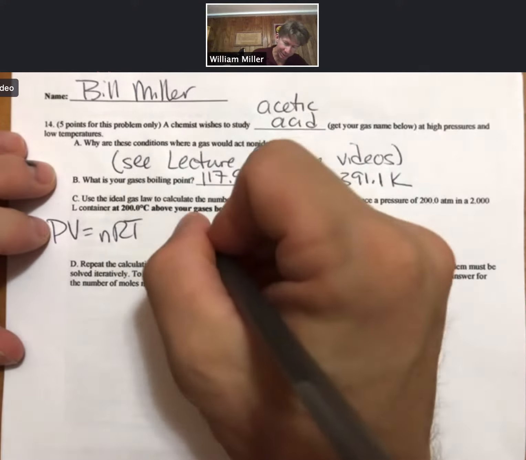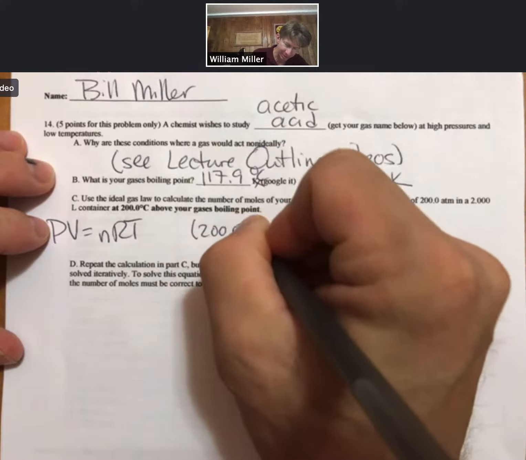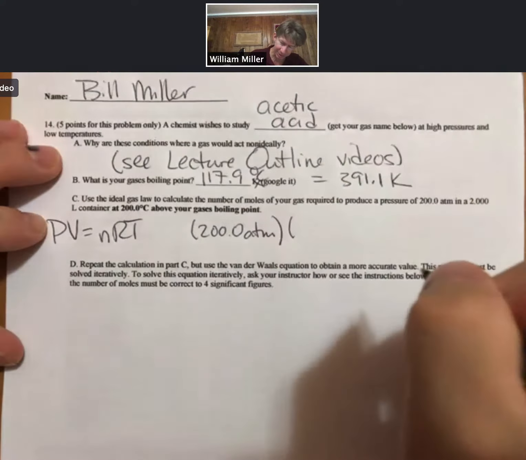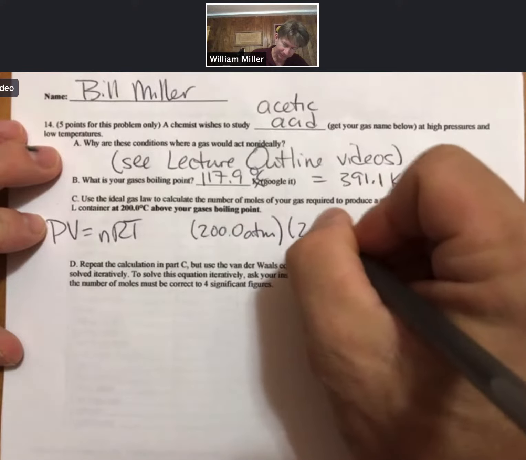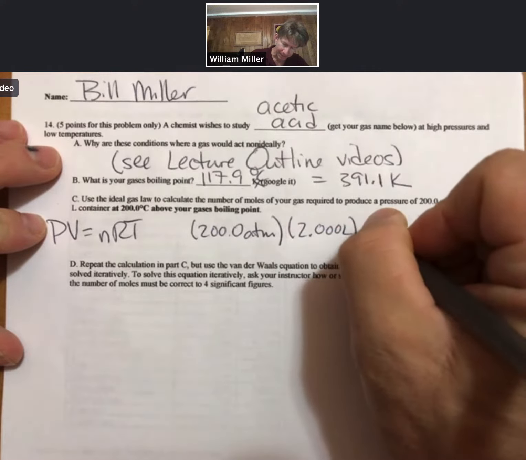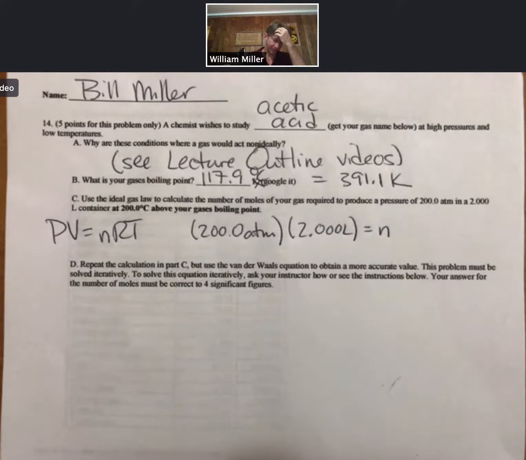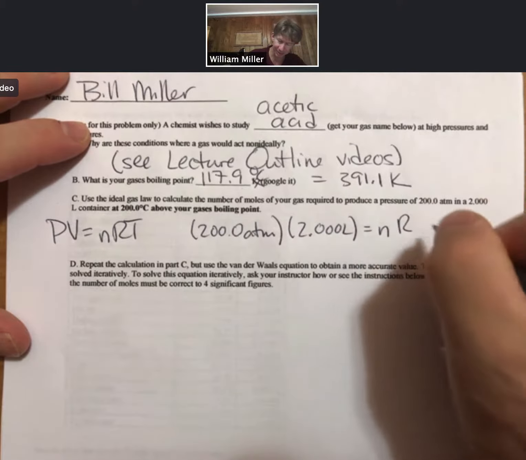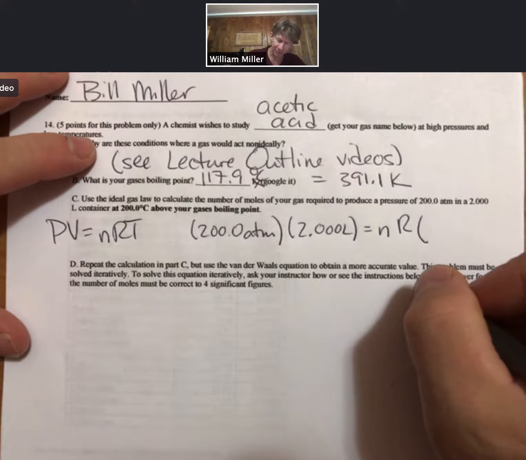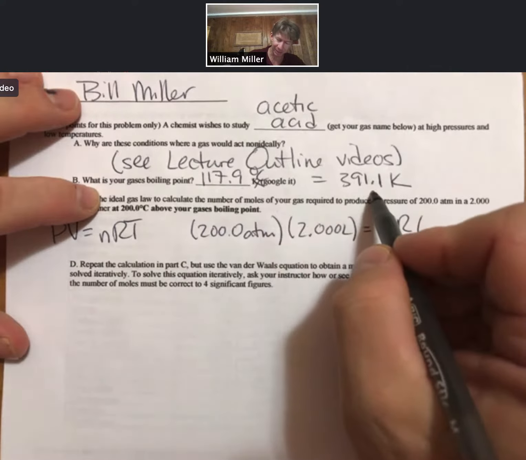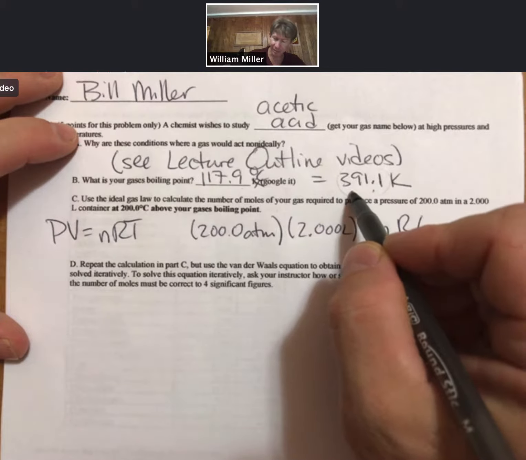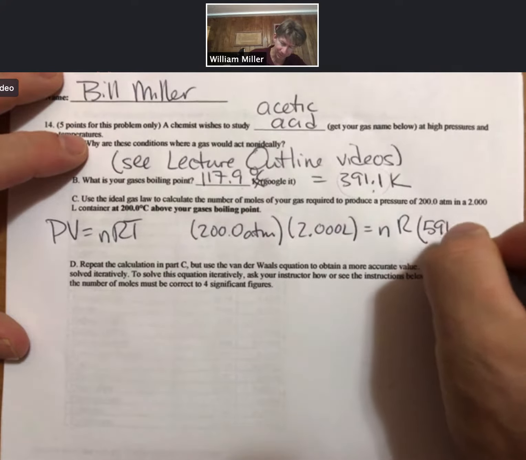Pressure is 200 atmospheres, 200.0 atmospheres. Volume is 2.000 liters. N is what I don't know. R is 0.08206. And 200 degrees Celsius above my gas's boiling point is 591.1 Kelvin.